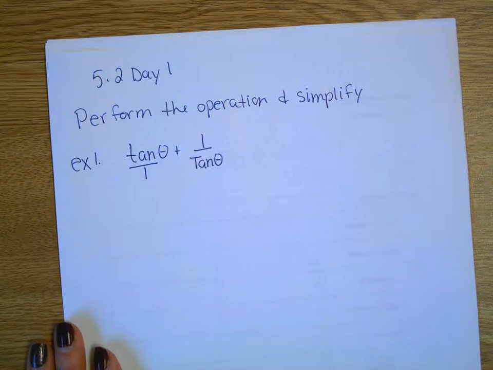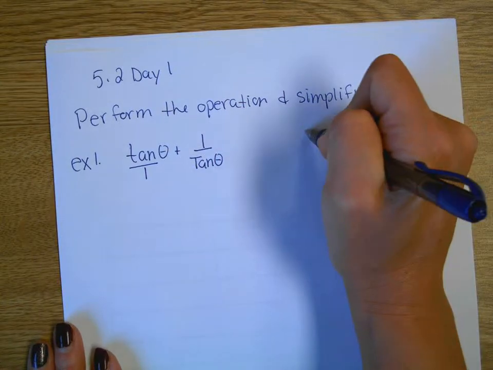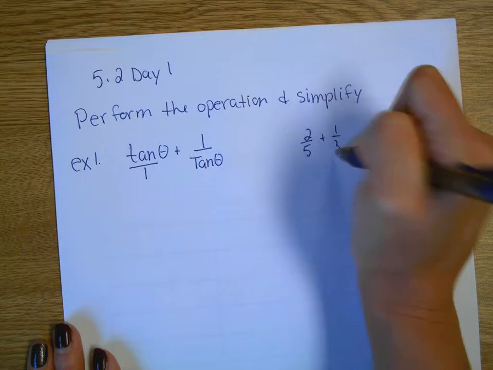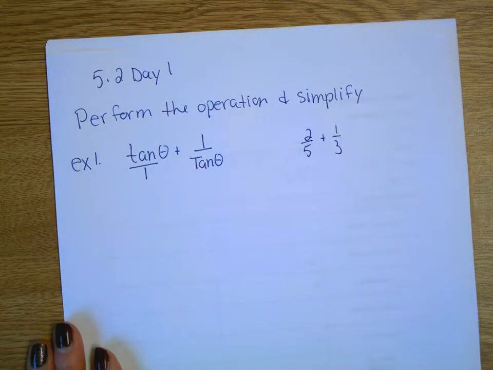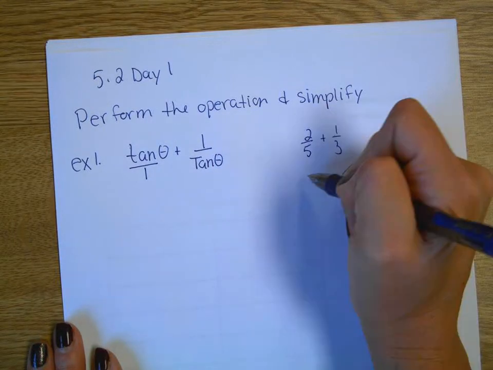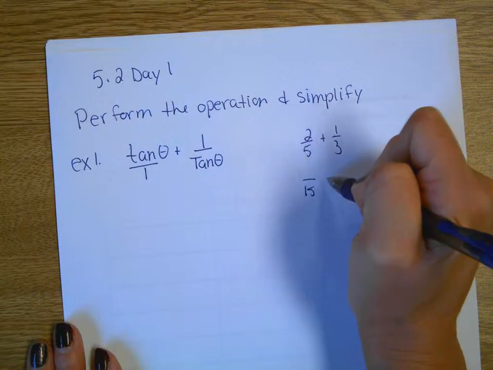Okay, I'm going to take you back to 7th grade for a minute. If you were going to add 2/5 to 1/3, what would you have to do there? You get a common denominator, correct? What would your common denominator be here? 15. So you'd have to get them both to be over 15.